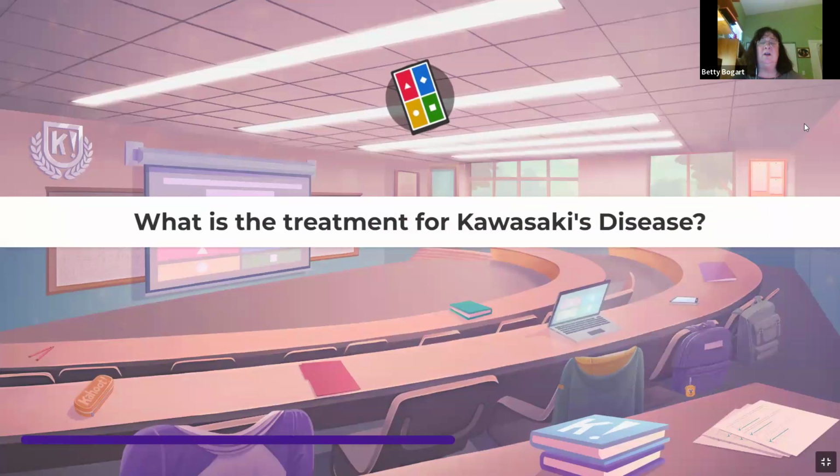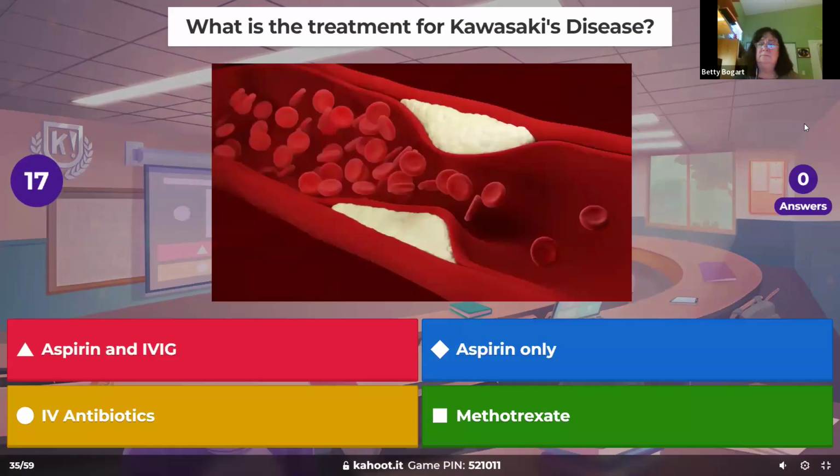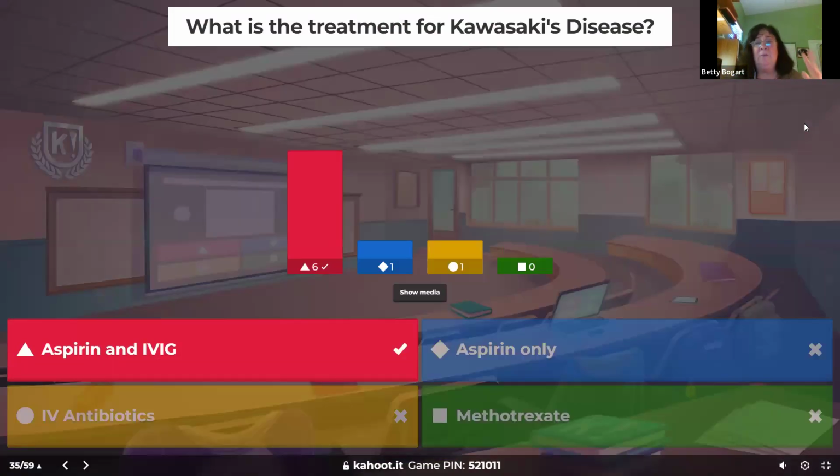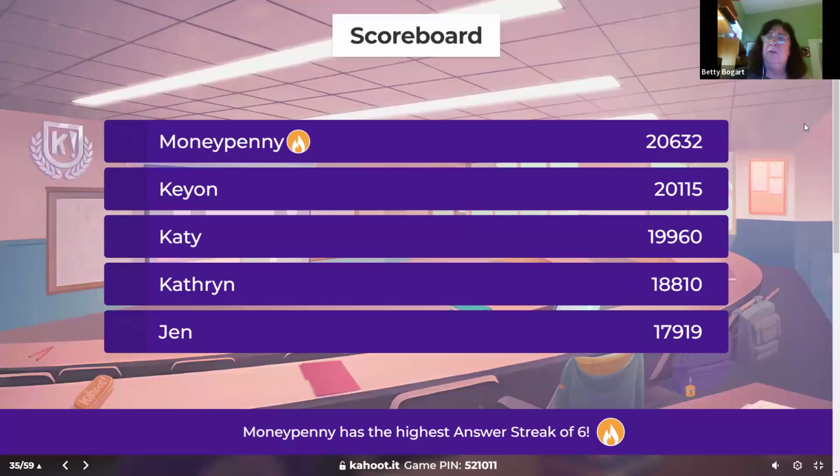What's the treatment for Kawasaki disease? Remember, it's the vessels, they're inflamed, it's a viral condition. What is what we're going to need to fix this child? It's aspirin and IVIG. It's viral. Antibiotics do nothing.